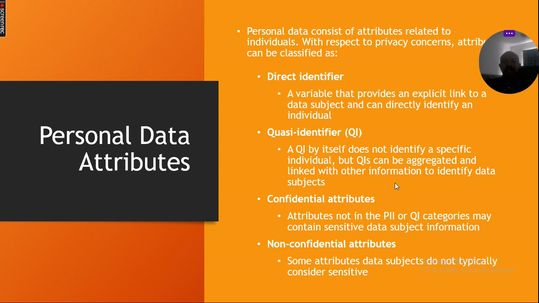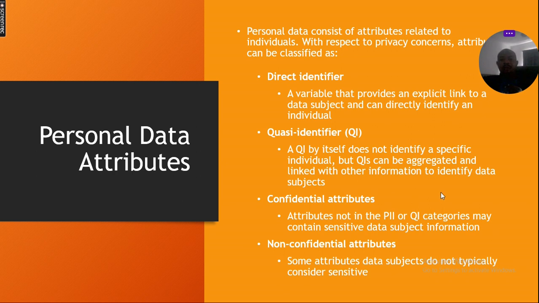Then what is a quasi identifier? A quasi identifier by itself does not identify a specific individual. But what the quasi identifier does is that it can be aggregated and linked with other information to identify data subjects, the owners of the data, the principals. So the quasi identifier itself cannot identify people, but it can be linked with other information to be able to identify the subjects.